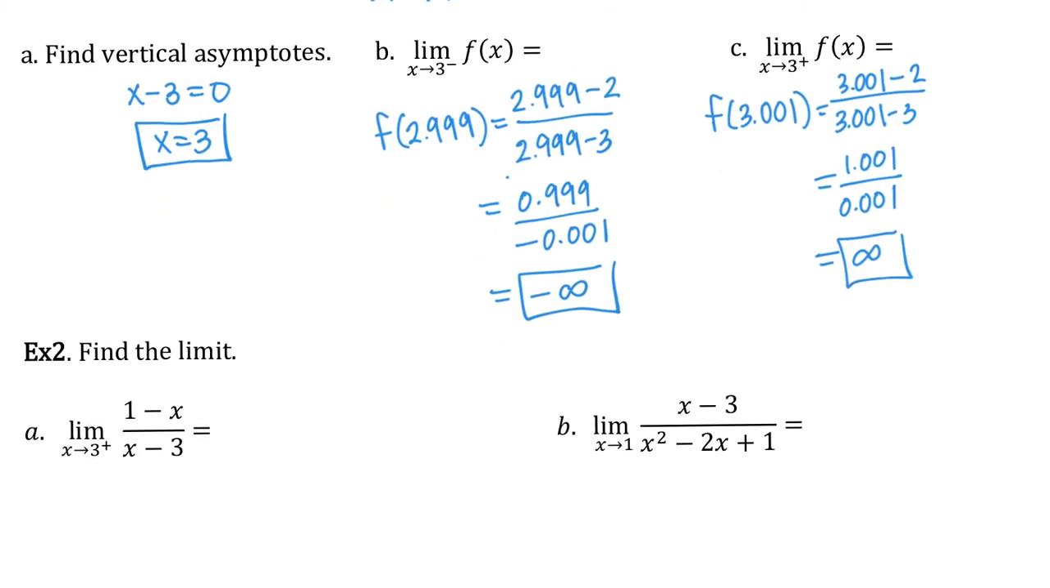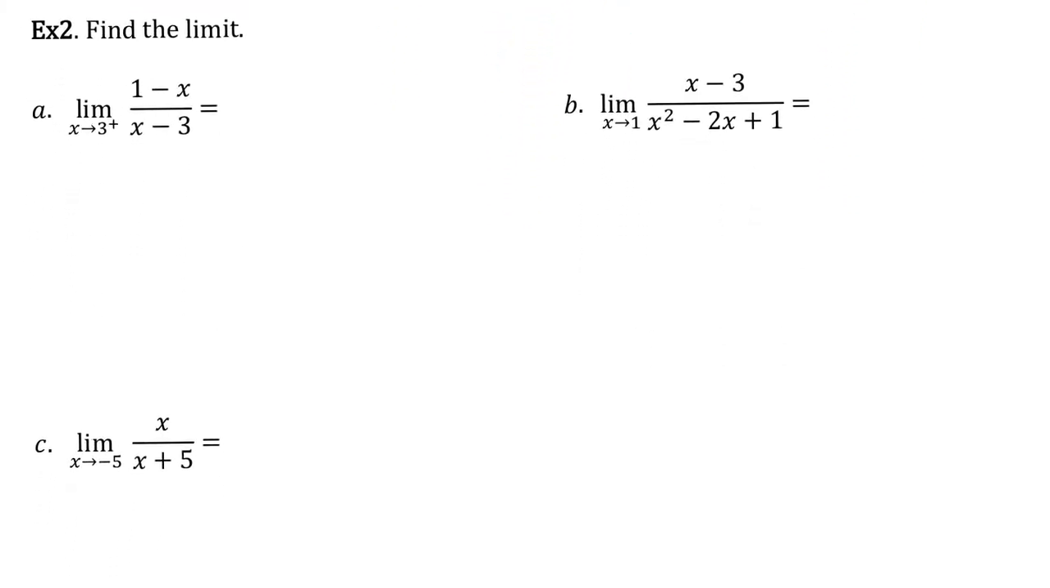Let's consider a couple other ones. Let's look at example 2. For part a, it's asking for the limit as x approaches 3 from the positive side of 1 minus x over x minus 3. Again, it looks like there's an asymptote at 3, so it's either going to be positive infinity or negative infinity. From the positive side, let's consider something just a little bit higher than 3.